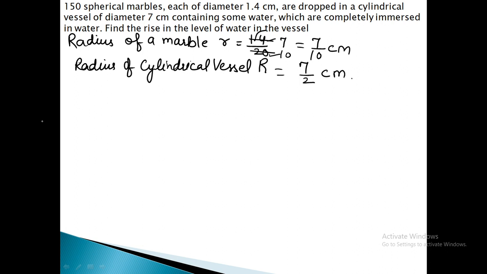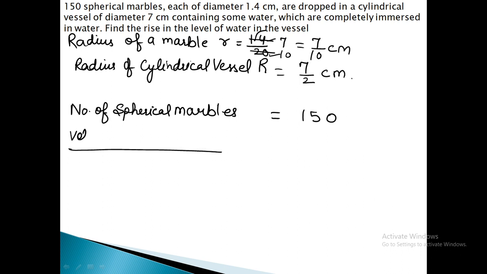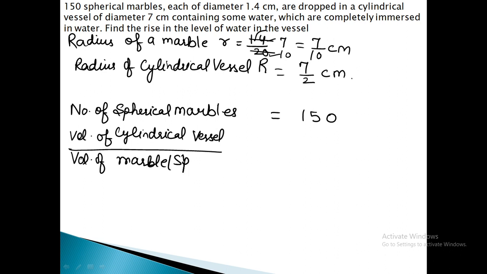Now next, we have the number of spherical marbles, and these marbles are given as 150. We calculate the number of spherical marbles by dividing the volume of the cylindrical basin by the volume of a marble in the form of a sphere, which is equal to 150.